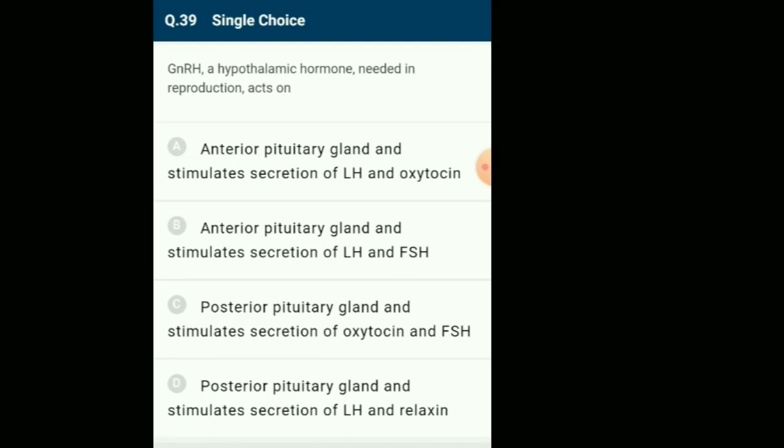Gonadotropin releasing hormone is a tropic, that is a peptide hormone synthesized and released from gonadotropin releasing hormone neurons within the hypothalamus. So the answer is option B, anterior pituitary gland, and stimulates secretion of luteinizing hormone and follicle stimulating hormone.